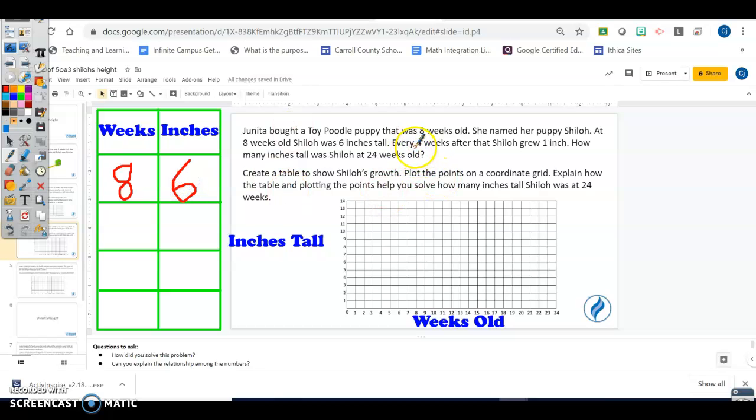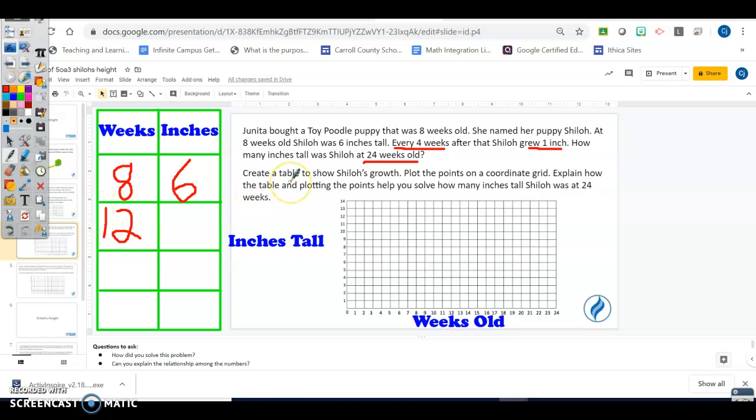Then it says every 4 weeks after that, Shiloh grew 1 inch. How many inches tall was Shiloh at 24 weeks old? So we're going to have to get to 24 weeks to see how tall he is. And it also says that every 4 weeks, he grows 1 inch. So that tells me my x-axis is not going to go up by 1 each time, or even 2. I'm going to be going up by 4 each time. So if I'm at 8, my next x-axis value would be 12.